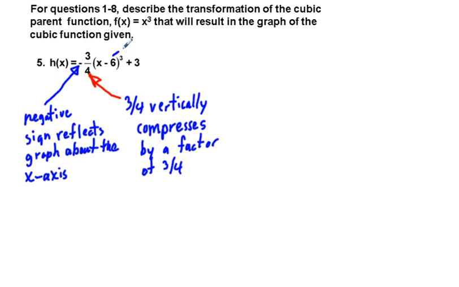This -6 will be a shift. Let me just write out what that -6 does. So the 6 shifts the graph six units to the right.